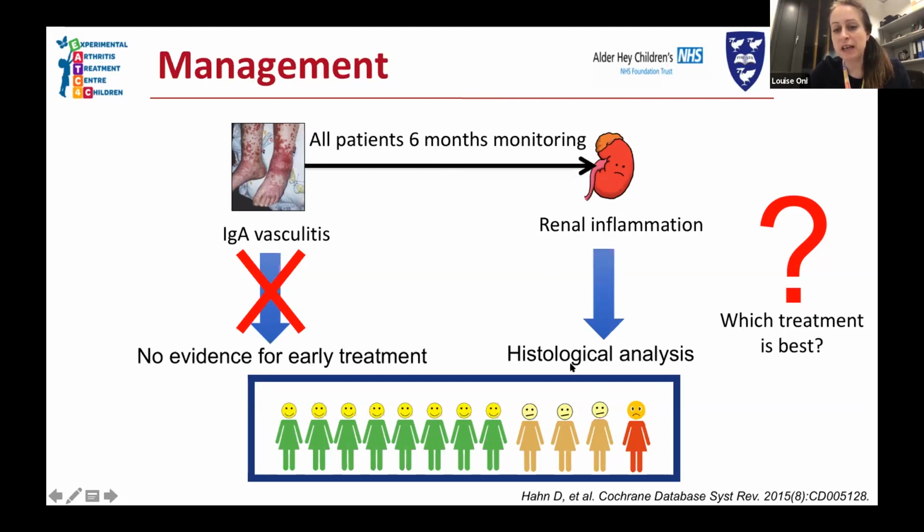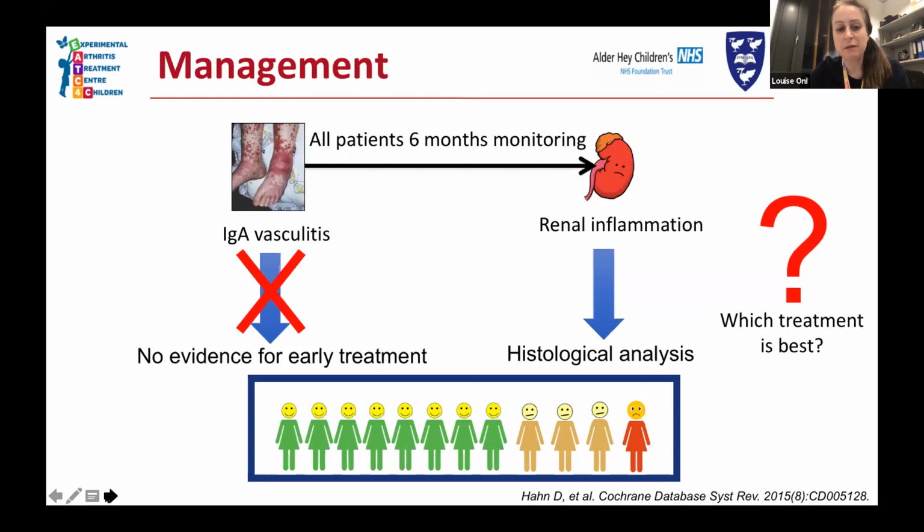And so once patients have histologically biopsy-proven disease, we then need to consider immunosuppression, but we don't really know which immunosuppressive agent is best. And we have this massive predicament of a lot of patients presenting where the majority will have a very good outcome. Some of them will get some renal inflammation, but may or may not get better. And then this 1 to 2%, or even higher in adults, will progress to irreversible end-stage renal failure.